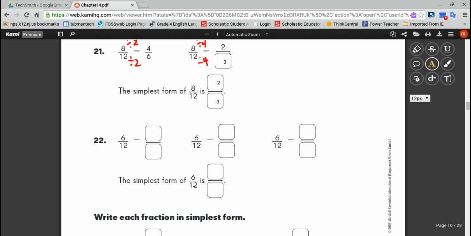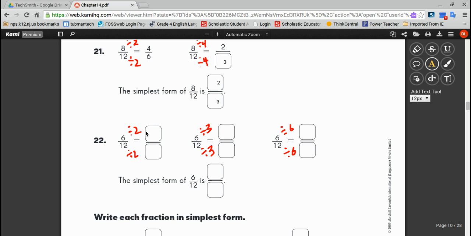Again, we're trying to find the simplest form of 6 over 12. I can divide my numbers by 2. I can also divide by 3. Now, I can't divide evenly by 4, but I can do 6 divided by 6, and I can also do 12 divided by 6.